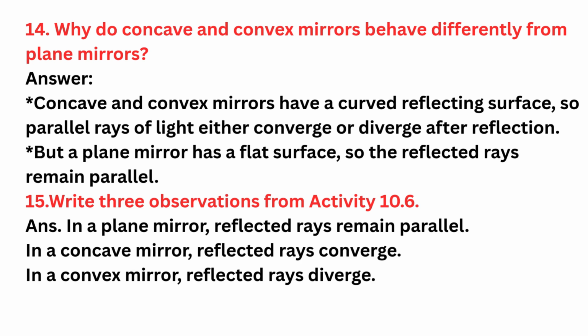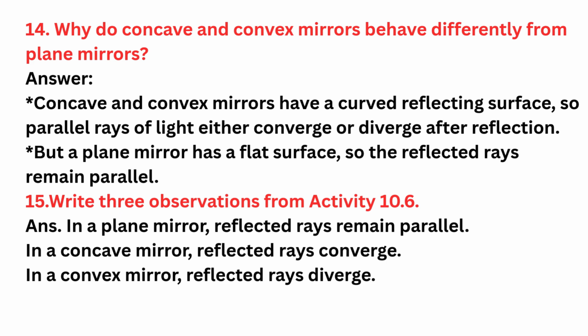Question number 14. Why do concave and convex mirrors behave differently from plane mirrors? Answer. Concave and convex mirrors have a curved reflecting surface, so parallel rays of light either converge or diverge after reflection. But a plane mirror has a flat surface, so the reflected rays remain parallel.